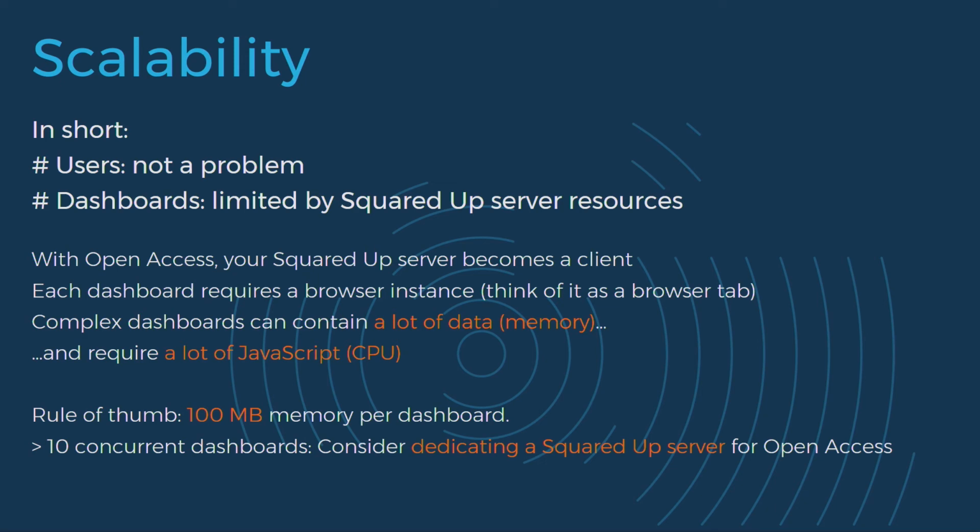But if you have more than 10 dashboards being viewed at any one time, you maybe want to first of all keep an eye on the process usage on your SquaredUp servers, but then consider dedicating a SquaredUp server for open access. So setting up essentially high availability, a farm of SquaredUp servers sharing the same config, and then dedicating one to serving up open access dashboards.